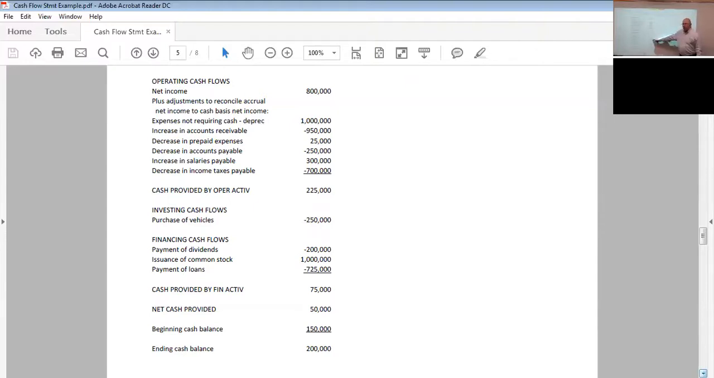And the payment of loans is the change in the non-current liabilities. It went down by $725,000. So the sum of these three is positive $75,000 cash provided by financing activities. Net cash provided is the $225,000 minus the $250,000 plus the $75,000 is positive $50,000. Added to the beginning cash balance gives us the ending cash balance.